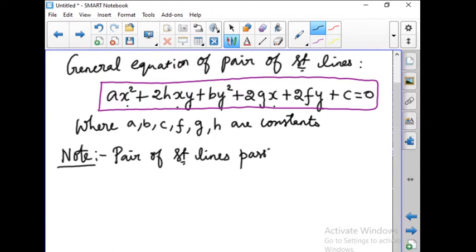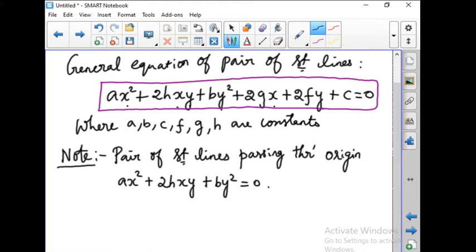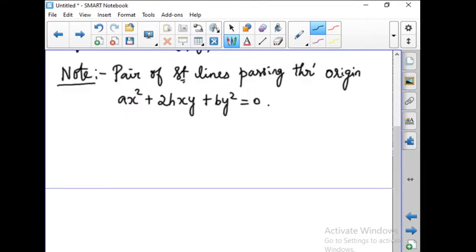Passing through origin, the equation is ax square plus 2hxy plus by square equal to 0. Only this will come, okay? So this is the equation when the straight lines pass through the origin. Then, what will be the product of the slopes and the sum of the slopes of these two straight lines? Okay, so this is note number 1.